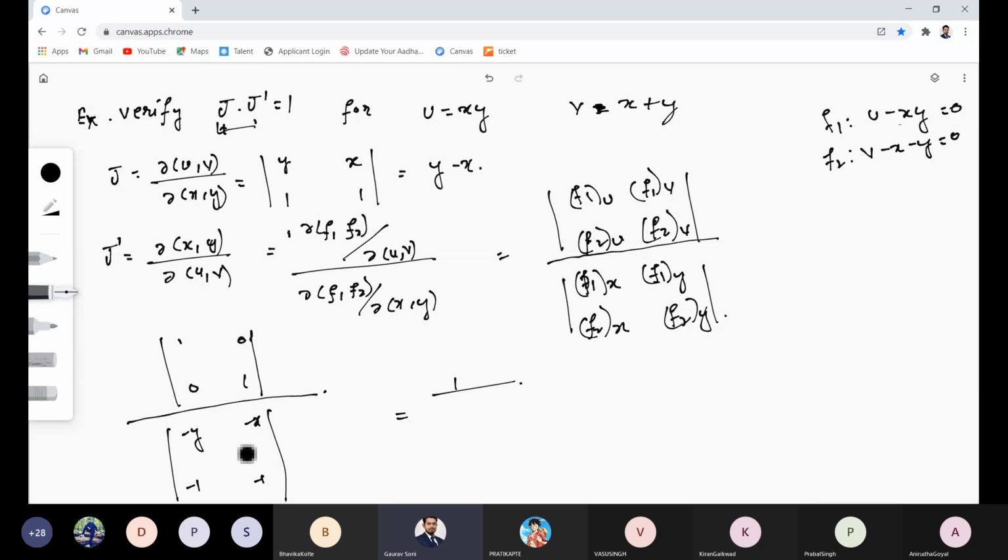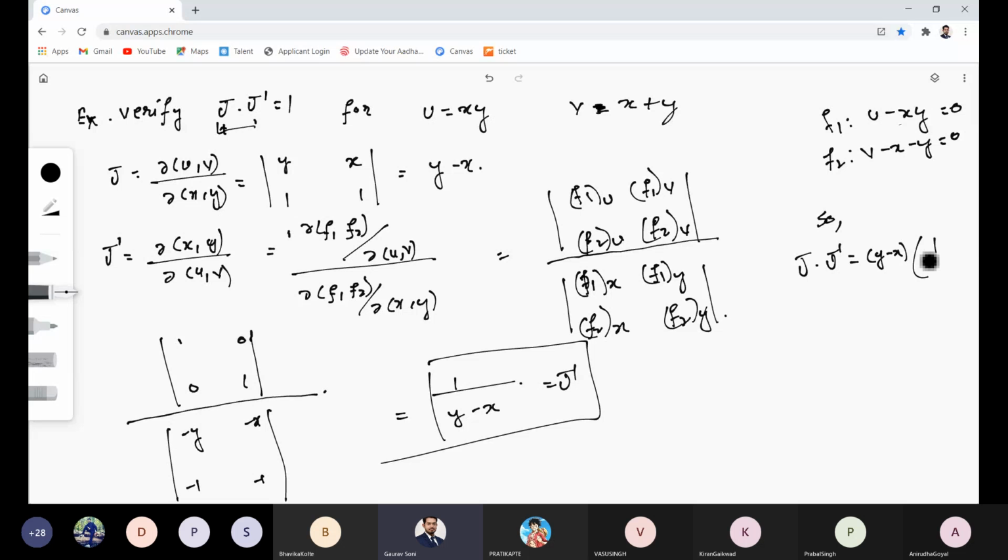So this is 1 upon y minus x. This is j dash. And so j into j dash is equal to y minus x into 1 upon y minus x. These two will get cancelled out and the answer is 1. So hence it is verified.